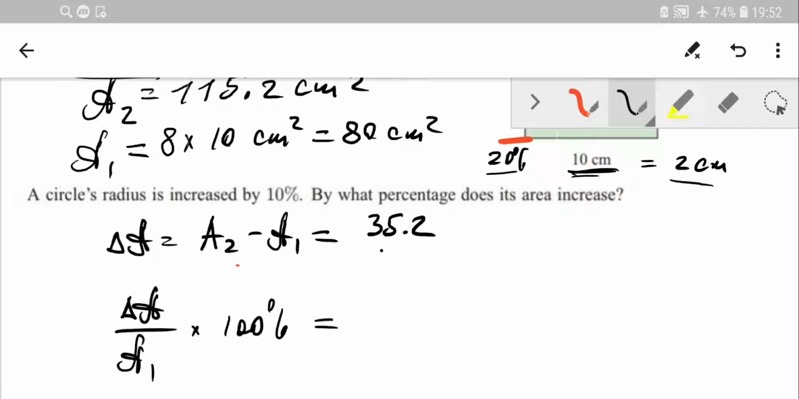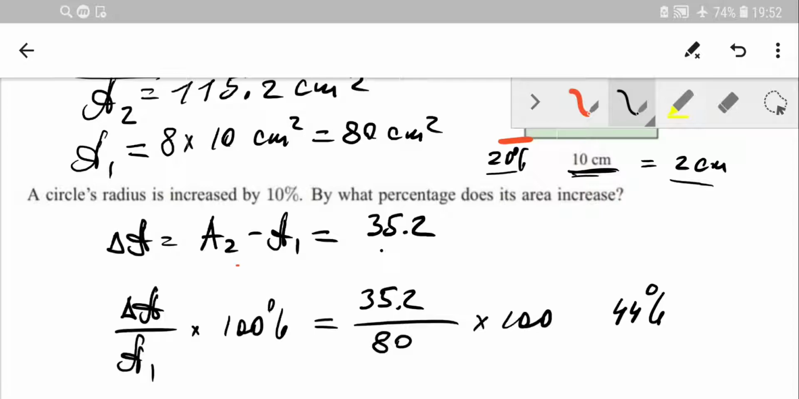All right. So let's do it. 35.2 over 80 and times 100. 35.2 multiply by 100 and over 80. So 44% increase. And you see the difference, right? It's not simply 0.2 squared, like as a percentage or like 20 squared. No, it doesn't work like that. Okay, that's the right answer.